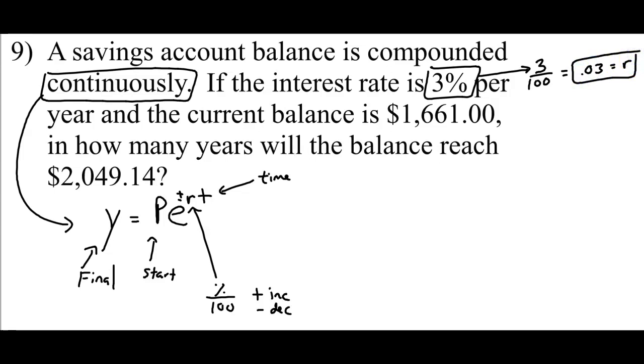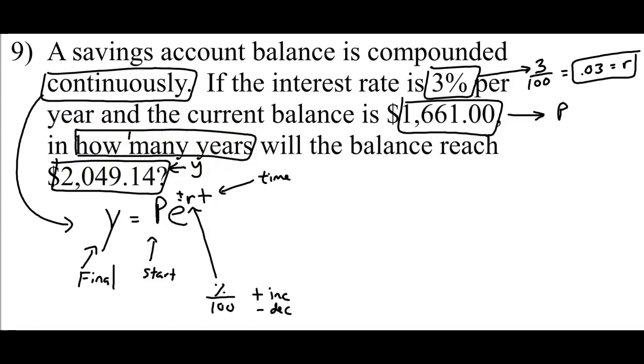Remember, when you have a percentage, you have to move the decimal over twice. In other words, divide it by 100 when you use these formulas. This is the starting amount of money that we have, so that will be the P value. This is the ending amount of money, so this is the Y value. The thing that we don't know is the T, how long, because that's what they're asking, how many years. So we need to figure out what t is. So we're going to plug in the y, the p, and the r, and we're going to solve for t.